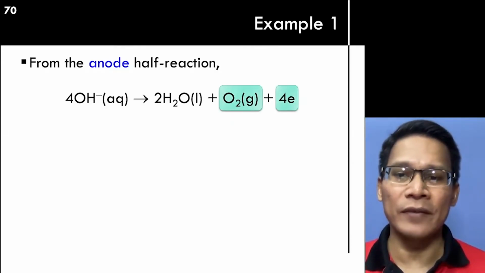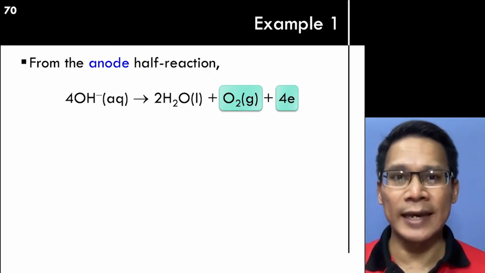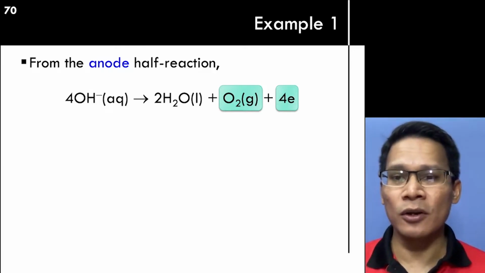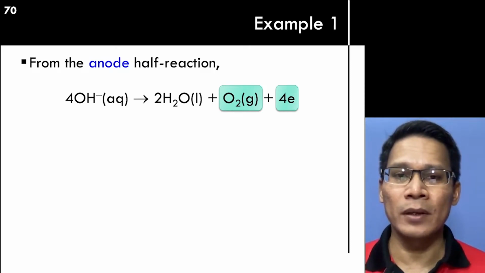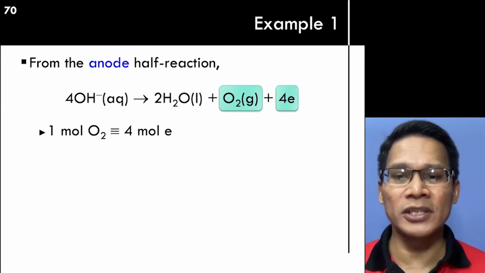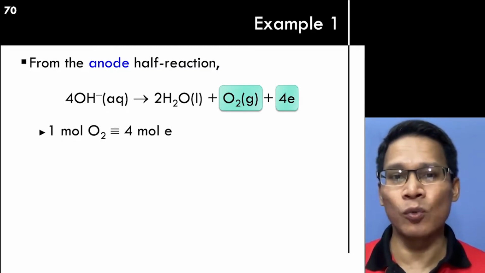Looking at the anode half reaction first, we can see that 1 mole of oxygen gas is produced when 4 moles of electrons are released in the oxidation process. The mole ratio of oxygen gas to electron is 1:4.